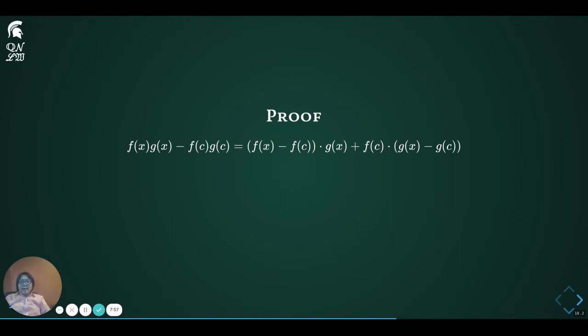We will first add f of c times g of x and then subtract the same term. After doing so, we can regroup so that it looks like the quantity f of x minus f of c times g of x, plus f of c times the quantity g of x minus g of c. Take a minute to mentally verify that this decomposition is indeed valid.